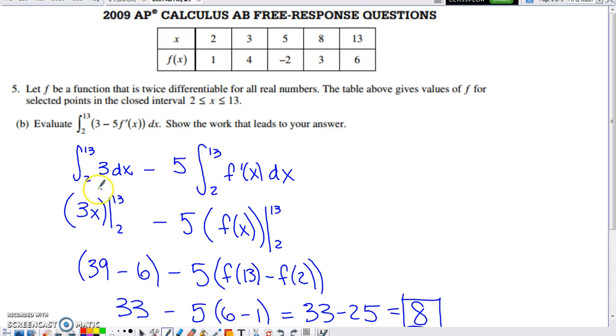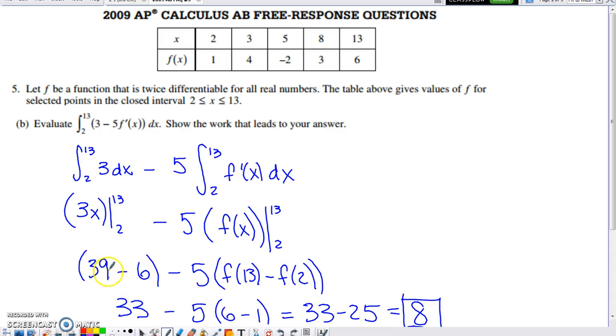And now if I just apply FTC part 1, the first part of the fundamental theorem of calculus, to both of these pieces, the antiderivative of 3 is 3x. I then need to evaluate that at 13 and 2 and take a difference. So here's what I have for evaluating at 2 and 13 and taking a difference.